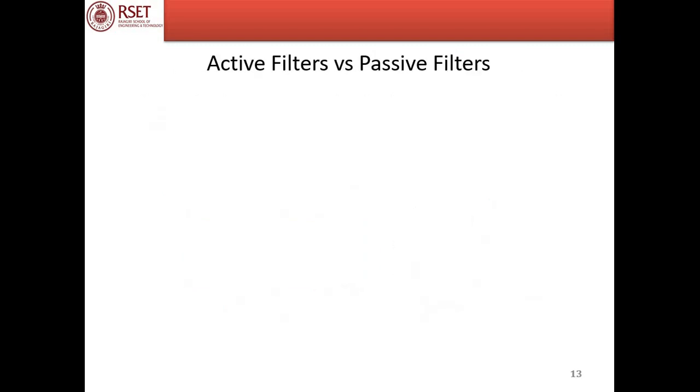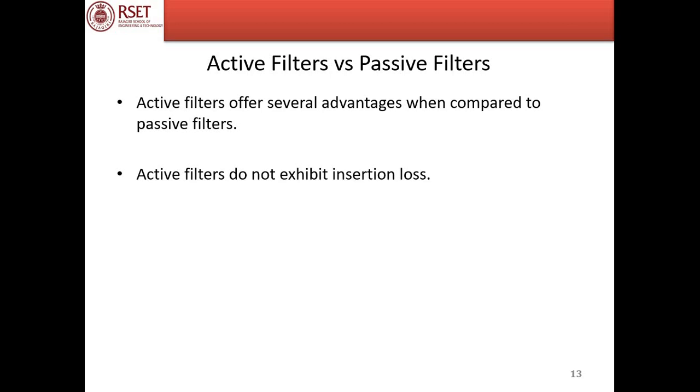Now let us do a comparison of active filters and passive filters. Active filters have several advantages over passive filters. Let us see these advantages one by one. One basic advantage of active filter over passive filter is that active filters do not exhibit insertion loss. That is, there is no loss in the pass band when you implement an active filter. Whereas when you use a passive filter, there would be a loss or a drop in gain in the pass band.